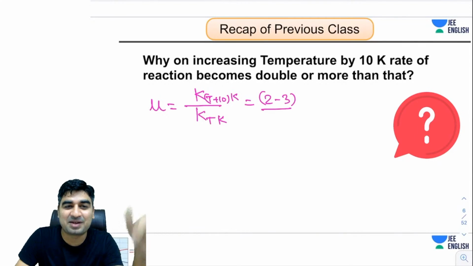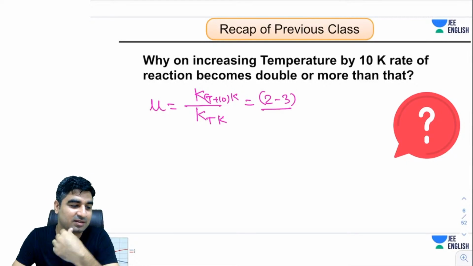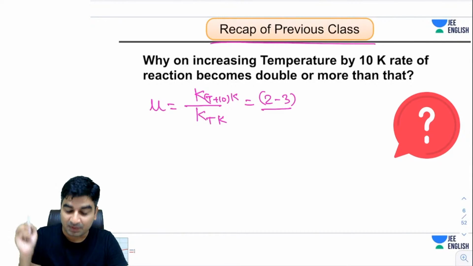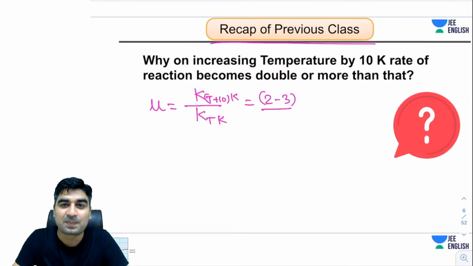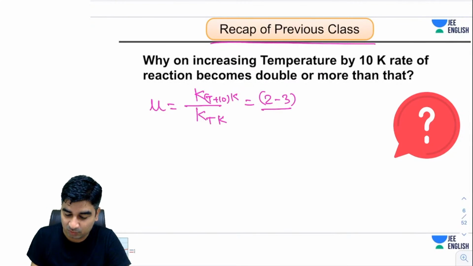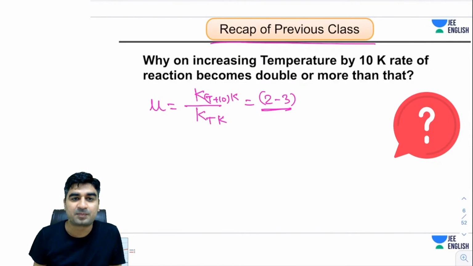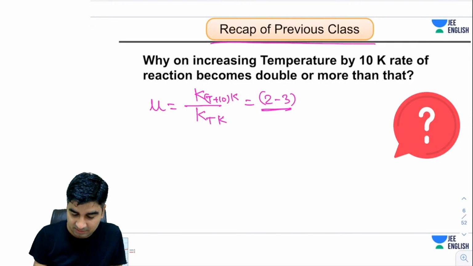So, in recap, I am giving you this question and waiting for your answer. Why, on increasing temperature by 10 degrees Celsius, does the rate of reaction become double or more than that? And you people know the temperature coefficient was 2 to 3. So tell me any answers.